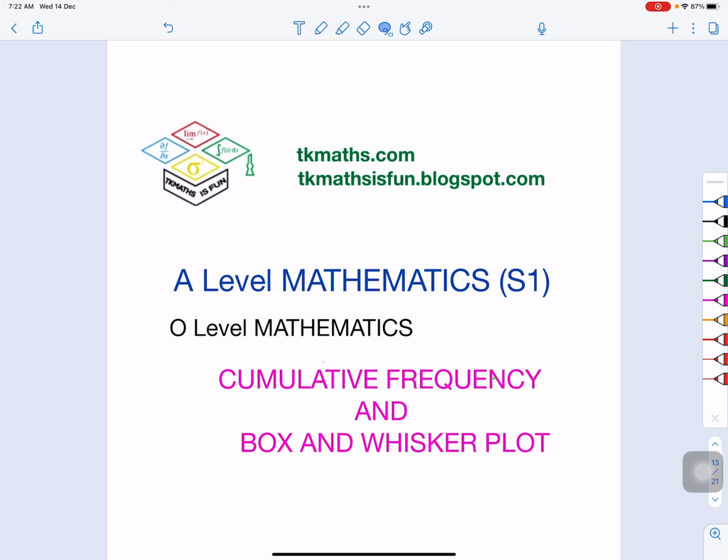In today's video, we will see a past paper question on the topic of cumulative frequency and box and whisker plot. This is a topic in A-level mathematics S1 in the syllabus of it, and also in the syllabus of a few O-level mathematics as well. So let's see the question and solve it and understand the concept as well.